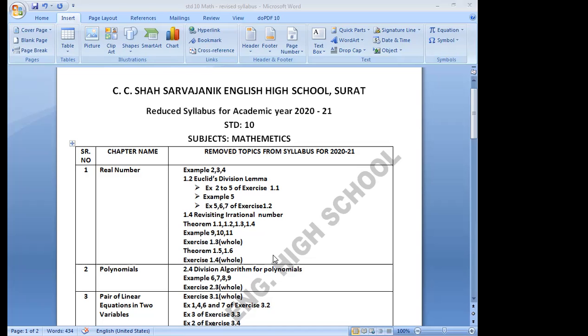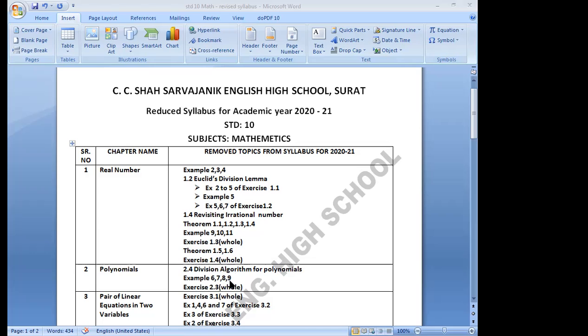Page number 33, 2.4, division algorithm for polynomials, the total topic is excluded. Example 6 on the same page number 33 is excluded. Page number 34, example 7 excluded. Example 8 on the same page excluded. Page number 35, example 9 is also excluded from the syllabus.